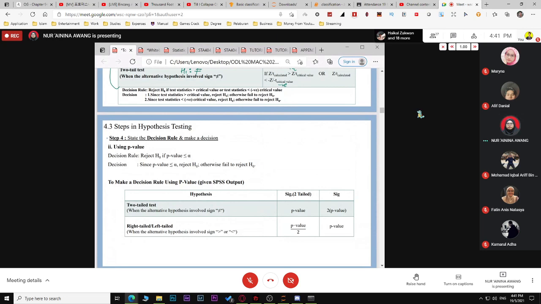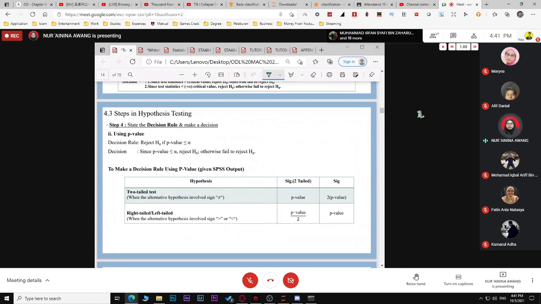Okay, and for hypothesis testing ni, you kena hati-hati. If you use p-value, you need to check either the value given in the SPSS output is for two tail or for one tail. You will look at the significant tu, dia akan mention either for two tail. So if the output writes two tail, we know that this is the p-value for two tail. If the output only gives you significant sahaja, we know that this is for one tail.